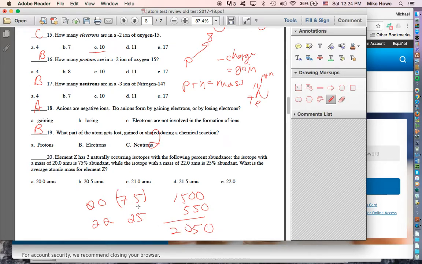Now you have to divide by 100 because we used 100 atoms in our sample, 75 and 25. So 2050 divided by 100 equals 20.5. So the answer is B as in boy. That's the end of that section.